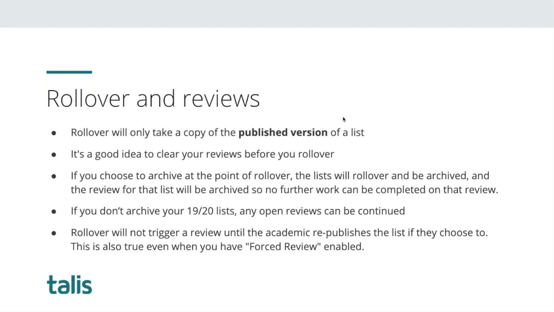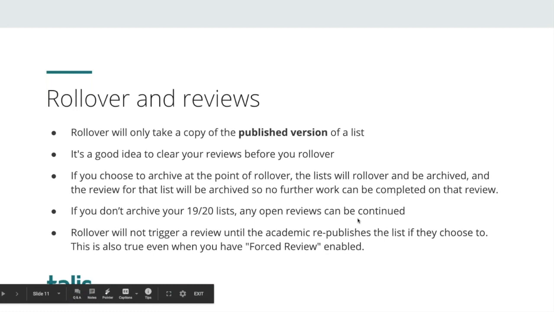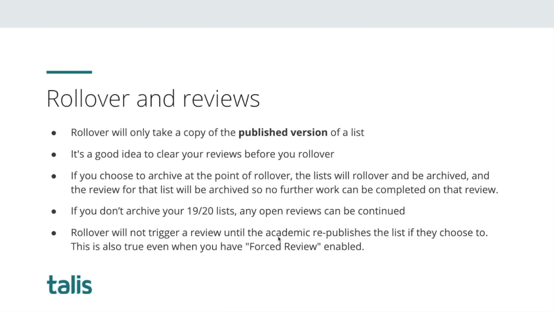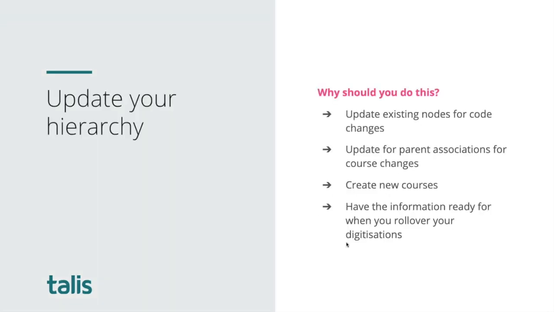And you can do that via the All Lists report. It's important to note this last dot point, that rollover will not trigger a review by itself. So the academic will need to republish the list if they want it to be reviewed. This is true of any instance, whether you've got forced reviews enabled or anything else. Rollover won't trigger a review. You'll need to manually publish that list to trigger that review, or manually request the review if you've got the acquisitions role. The next thing to do is update your hierarchy.